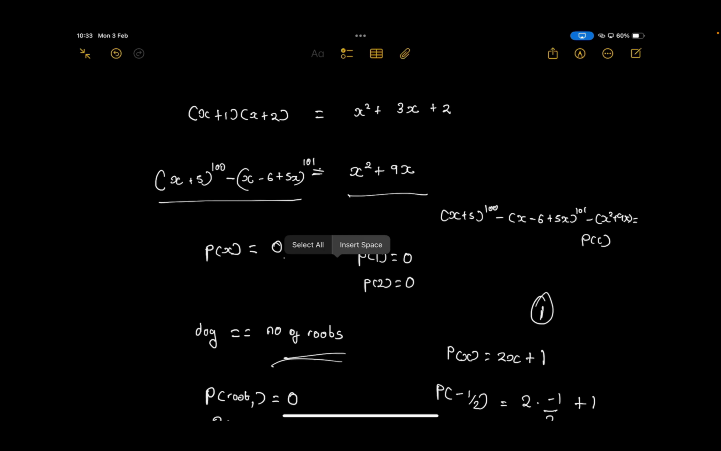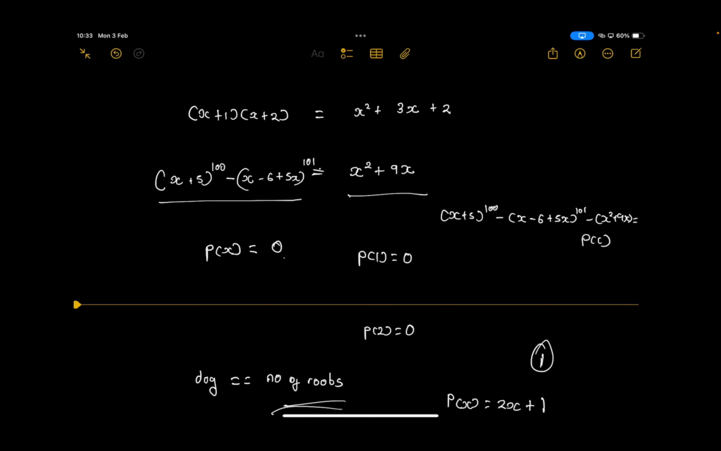Wait, we're not done yet. When you subtract two polynomials, the degree can never grow, right? Degree only grows when you multiply. So the degree can never grow. The degree can reduce, but to be on the safe side, just assume that the degree is the same. You just go with the highest. So you evaluate at 101 plus 1 points. Yes, 102 points. Okay? We'll do an example. Don't worry.